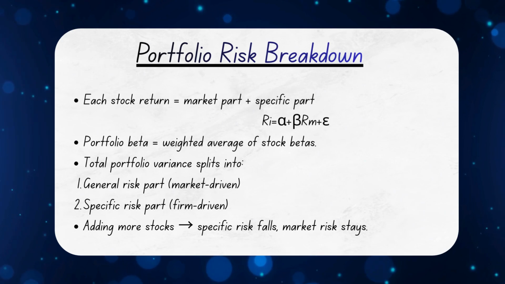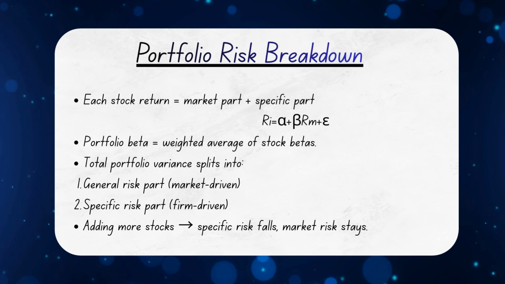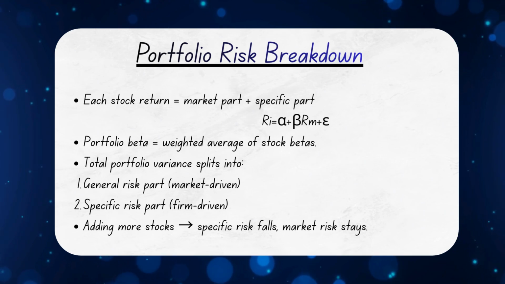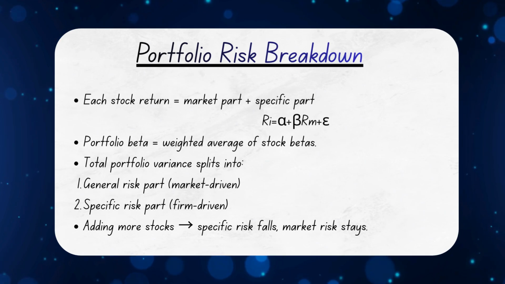When we combine many stocks into a portfolio, we calculate the portfolio beta as the weighted average of all individual betas. This tells us how sensitive the entire portfolio is to market movements. So instead of tracking each stock separately, we can understand the portfolio's behavior through this single number.